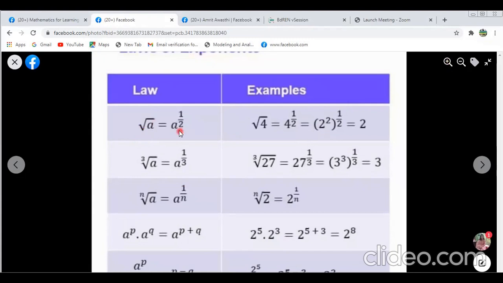Square root over a means a to the power half. You have to remember this. Square root over 4 means 4 to the power half. Understand everybody? And cube root of a is a to the power 1 by 3. So cube root over 27 can be written as 27 to the power 1 by 3. But 27 means 3 cube, so the 3 cancels, leaving only 3. So nth root over a can be written as a to the power 1 by n. So nth root over 2 can be written as 2 to the power 1 by n. Understand everybody?